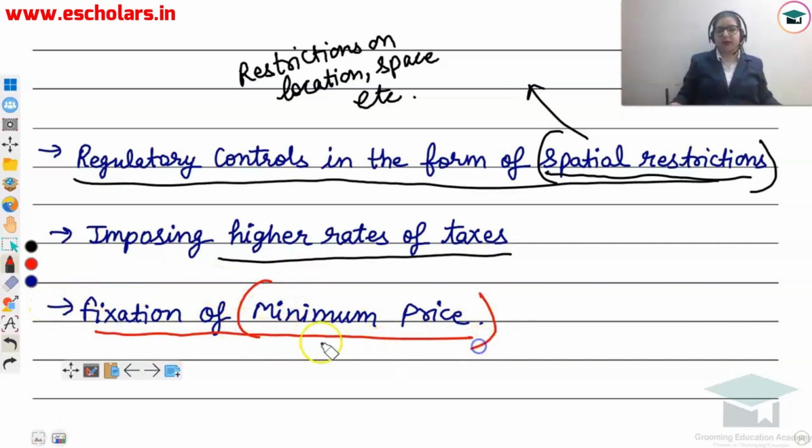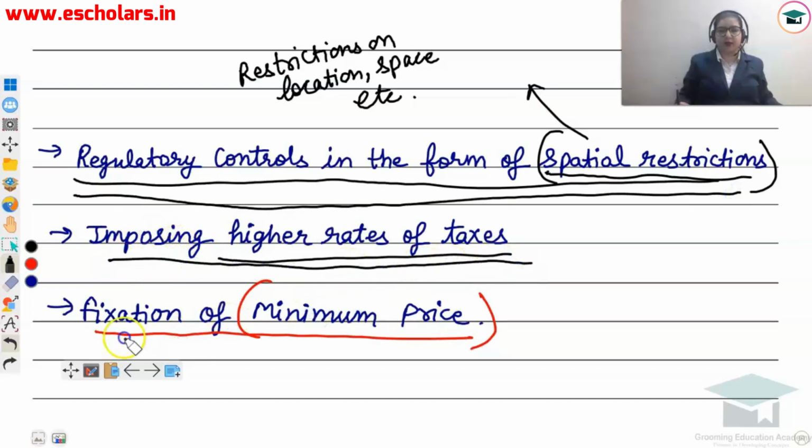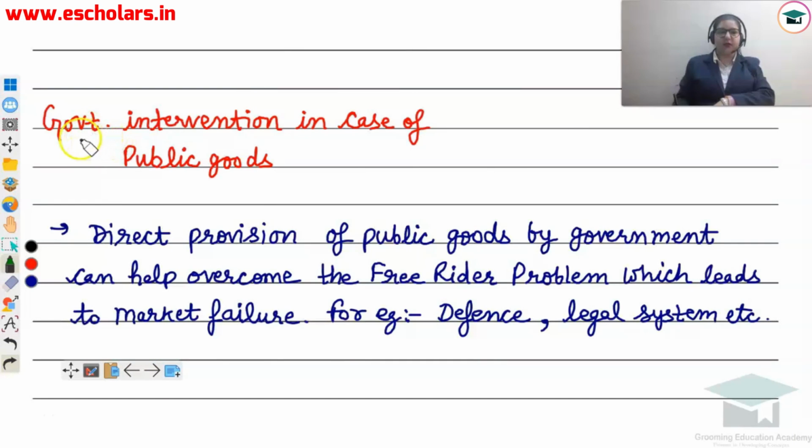Minimum price limit is being fixed for such products by the government. The regulatory controls in the form of spatial restrictions, imposing higher rates of taxes, fixation of minimum price. Students, now we will discuss the government intervention in case of public goods.